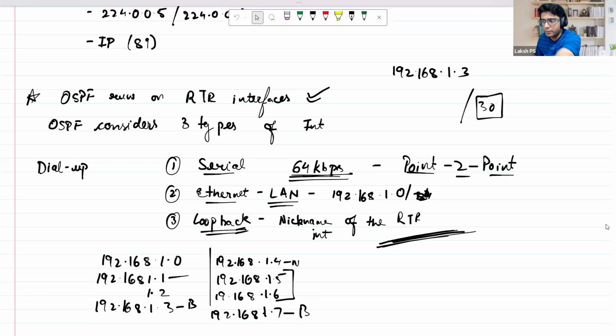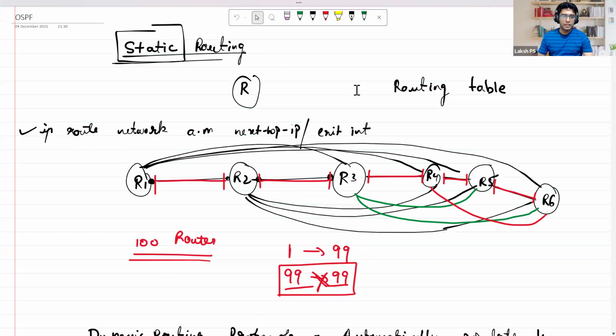Let us quickly have a recap of what we discussed yesterday. We started with a brief about what static routing was. Static routing was used to create a routing table for a router, because a routing table is not automatically created for a router, unlike a switch. Using the IP route command, we give the network, the address mask, and then either the next hop IP or the exit interface. Using these commands, we can create the routing table of a router.